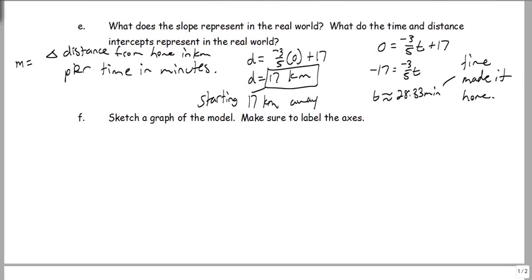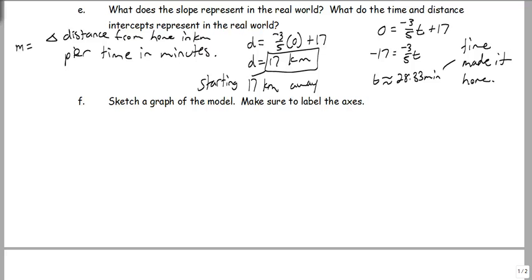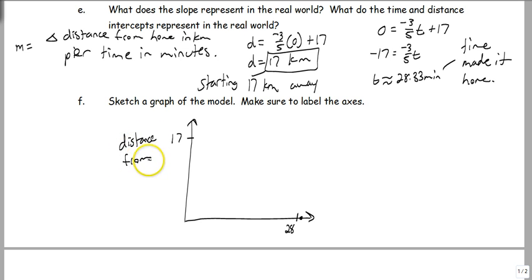Sketch a graph, make sure to label your axes. So I'm going to do standard form here. Because we're dealing with the real world, we only need the first quadrant. I don't want any negative values because I don't care about those. I'm just going to say that this is 17. And this is 28.3, well, about 28. So 28.33 would be about there. And this is distance from home in kilometers, and this is time in minutes.